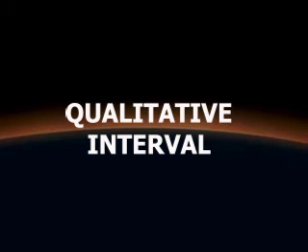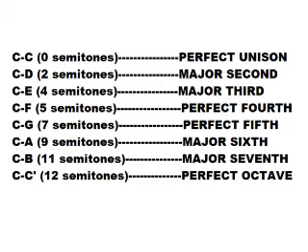So we have a definition for the two major interval types we use: major and perfect. Major is used on seconds, thirds, sixths, and sevenths, while perfect is used on unison, fourths, fifths, and octaves. So we have perfect unison, perfect fourth, perfect fifth, and perfect octave, while we have major second, major third, major sixth, and major seventh.